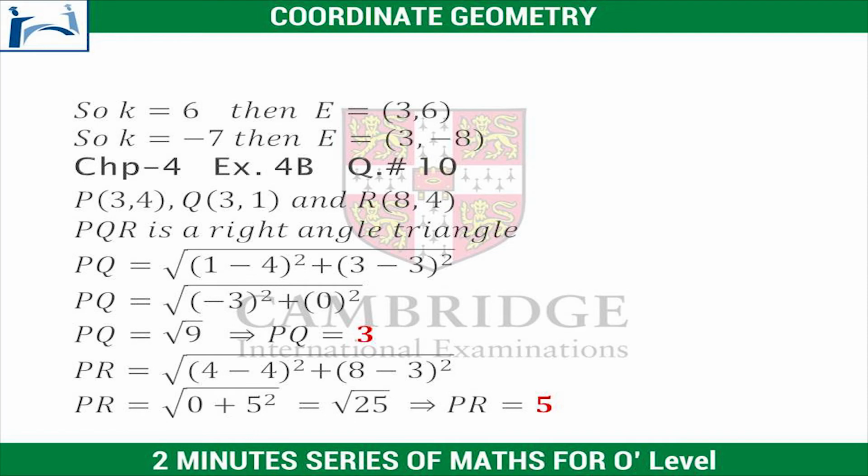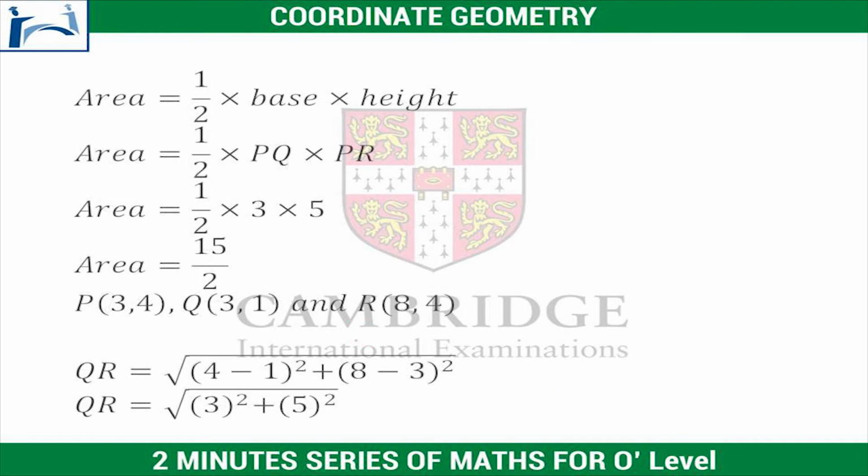Now in question number 10, we have PQR is a right angle triangle. We calculate the length of the sides PQ and PR. So PQ is 3 and PR is 5. So we apply the formula of area equal to 1 over 2 base into height. So we get area equal to 1 over 2 PQ into PR. So we get 3 multiplied by 5 into 1 over 2. Area is 15 over 2.